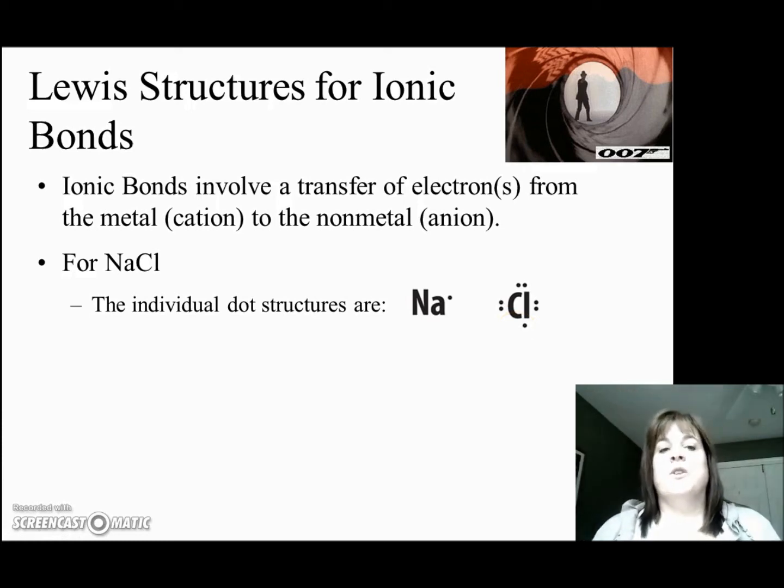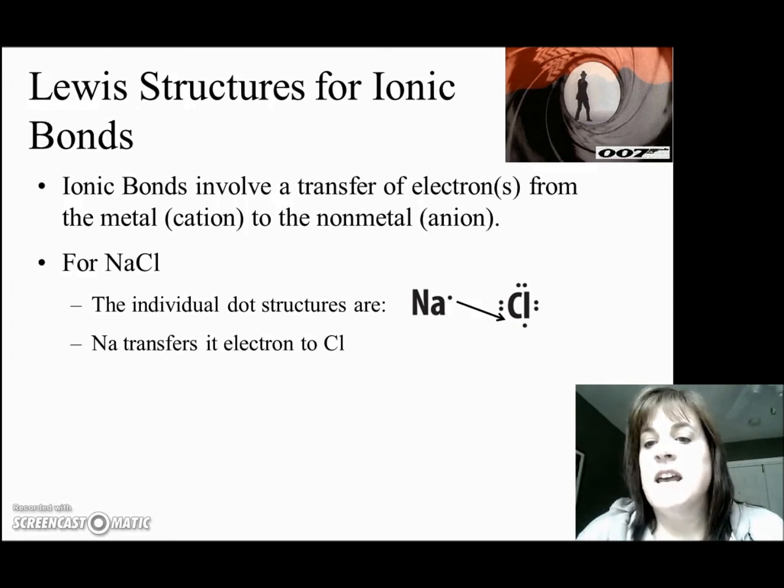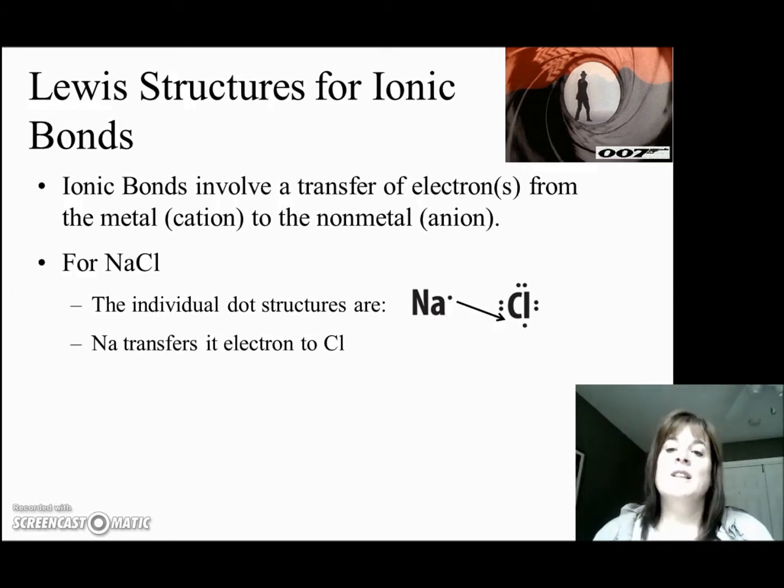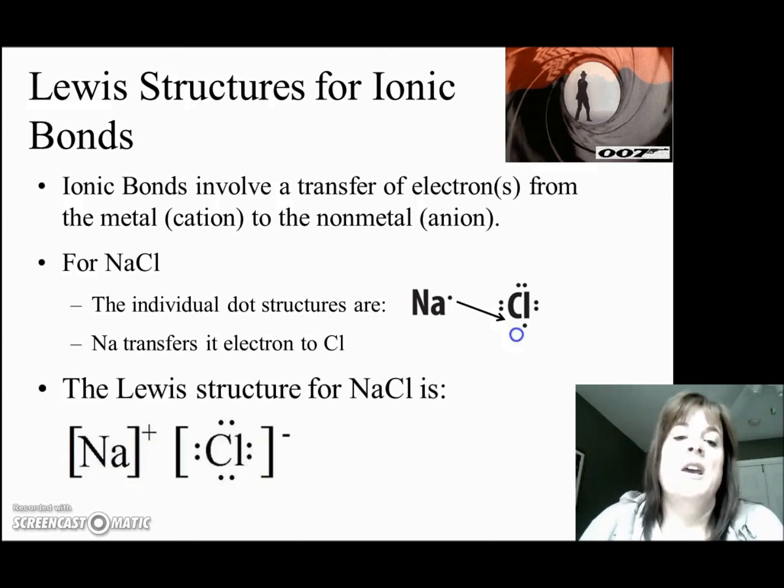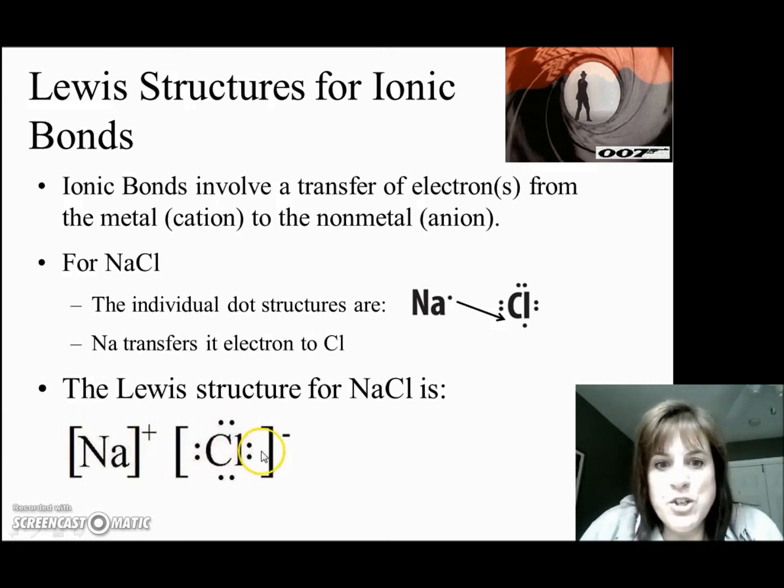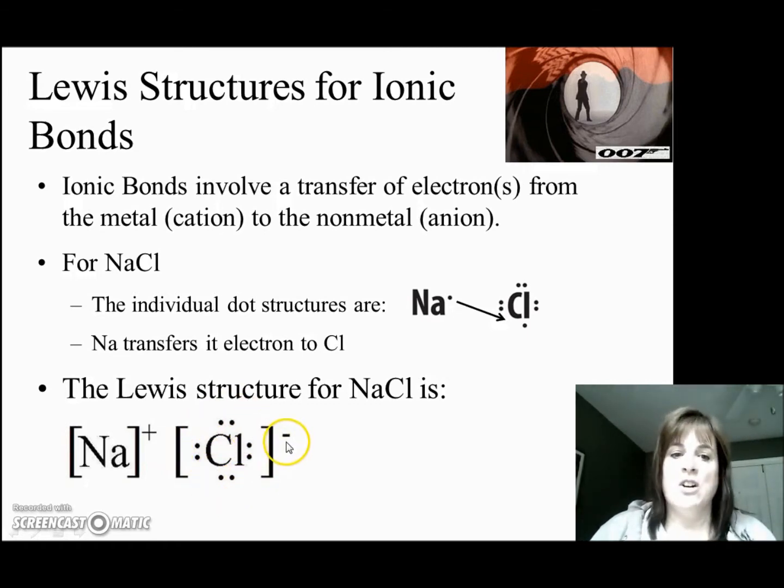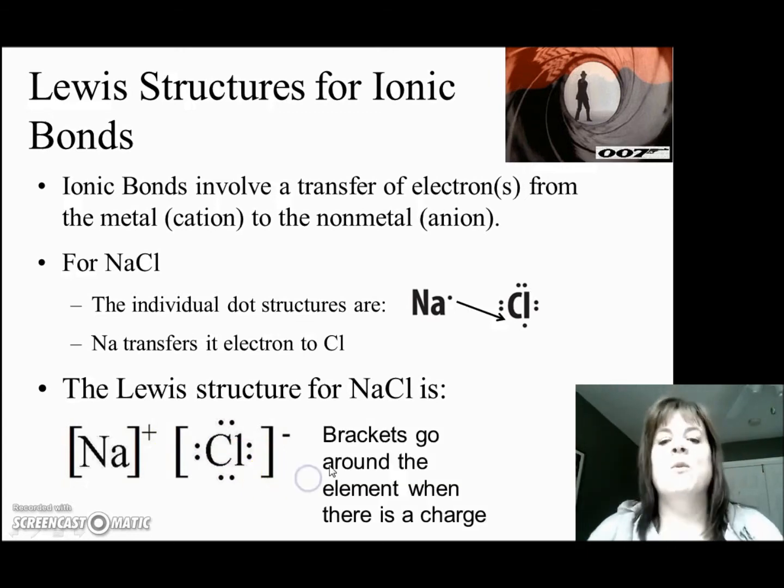Well, in our Lewis structure, to show the structure for sodium chloride, which has an ionic bond, the sodium transfers that electron to chlorine. So when we write the Lewis structure, we show that transfer. We have sodium, which has lost its electron, so there are no dots here, with a positive 1 charge. And our chlorine, which now has all 8 dots, all 8 electrons, with a negative 1 charge. Now, what are these brackets? Well, anytime an element has a charge, when we're writing Lewis structures, we put a bracket around it, and we put the magnitude of the charge on the outside of the bracket.